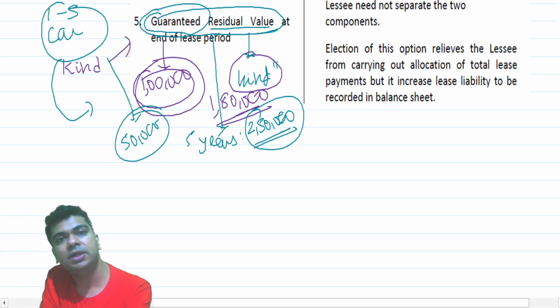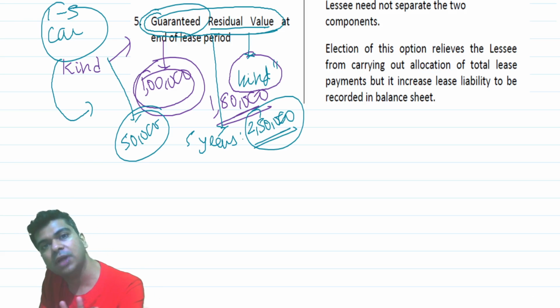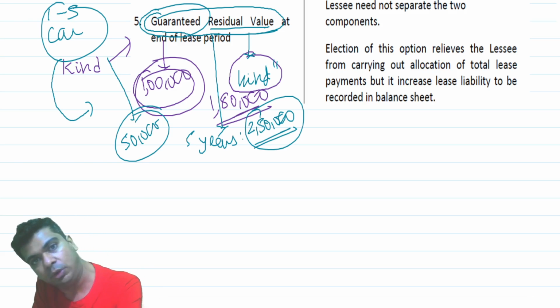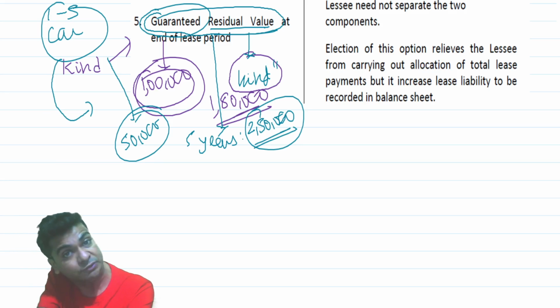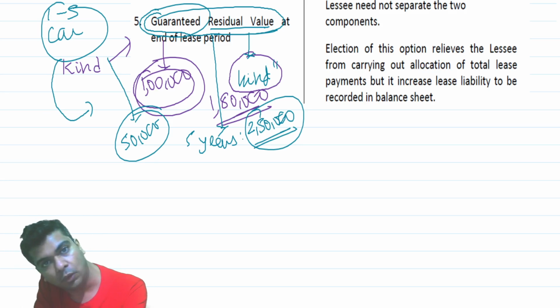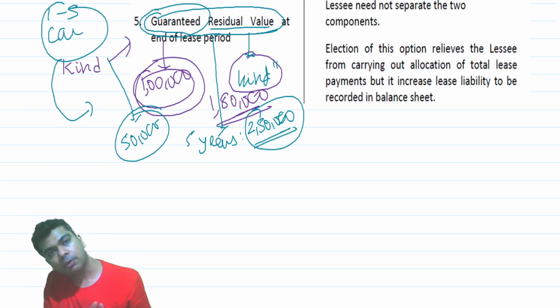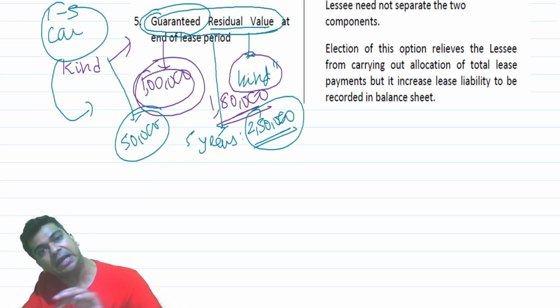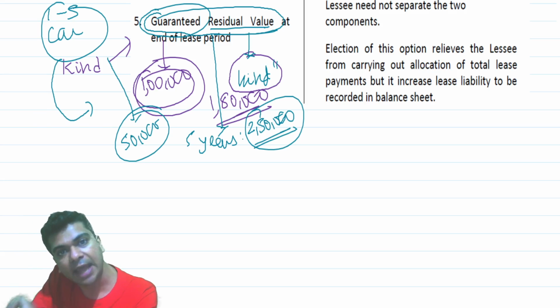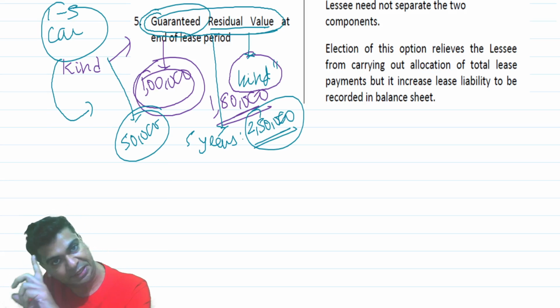You very well know that after 5 years, agreed, I don't own the car, agreed. But after 5 years, I have to return the car and the car should be at least worth 2,50,000. So this will ensure protection of the interest of the lessor. And that's the reason there can be a guaranteed residual value. So if there is any guaranteed residual value, it will become a part of the lease payments.